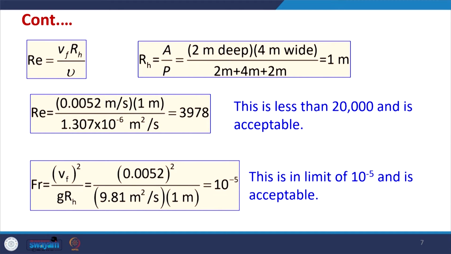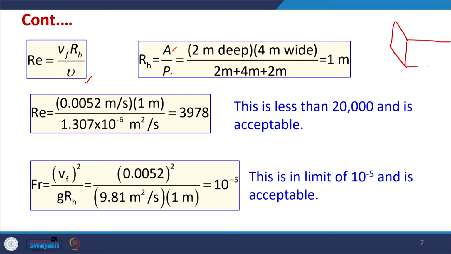Now, going further, we calculate the Reynolds number. It is very important that we calculate the Reynolds number and Froude number, and cross check that these values are within the acceptable limit or not. The Reynolds number, as we studied in the previous lecture, is given by this equation. V as the flow velocity is already known to us. RH is the hydraulic radius, which is given by the area divided by the perimeter. The area is 2 meter deep, 4 meter wide, and for the perimeter we can tentatively cross check like this.